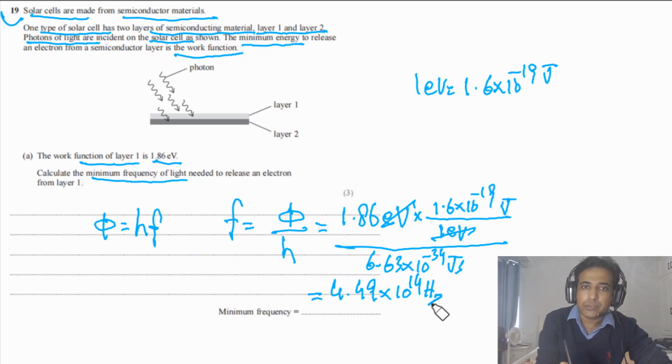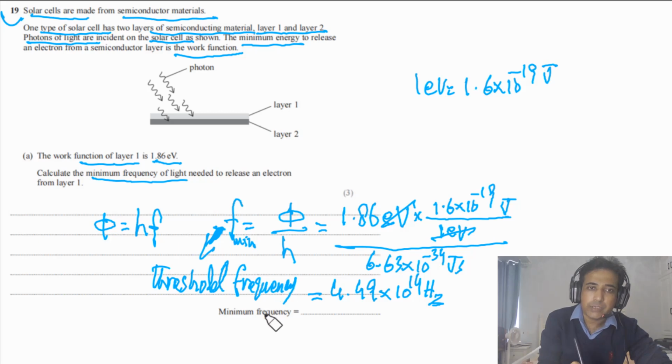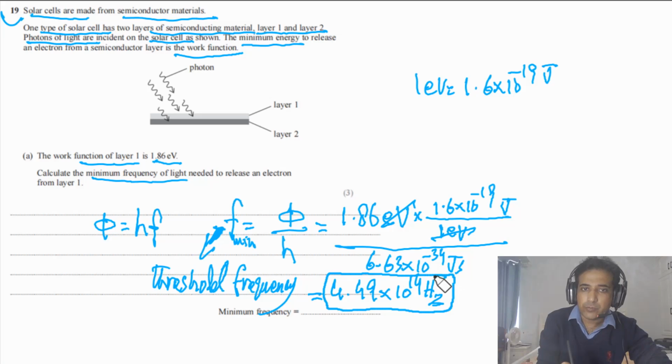So this is the minimum frequency we need, and this frequency we also call the threshold frequency. Next time they can ask you to calculate the threshold frequency if the work function is given to you. So the answer for this question is 4.49 times 10 to the 14 hertz.